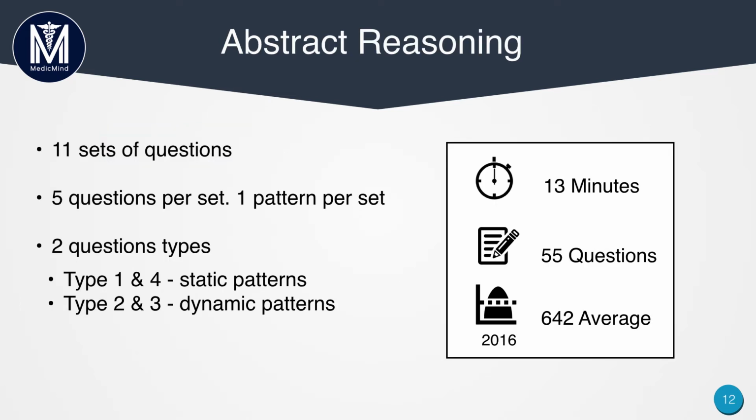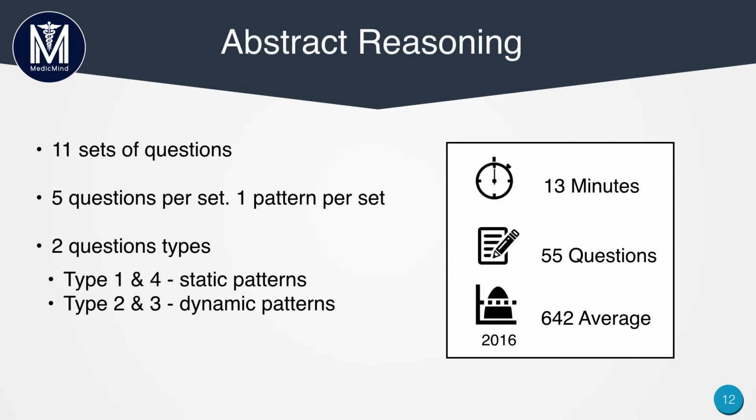Moving on to abstract reasoning now, you'll be given 11 sets of questions with 5 questions per set and 1 pattern per set. There are 2 different question types. You have type 1 and type 4, where there'll be static patterns, type 2 and type 3, where there are dynamic patterns. Now this may seem very ambiguous and very blurry to you, but as long as you watch the videos, you'll be confident with the exam in no time.